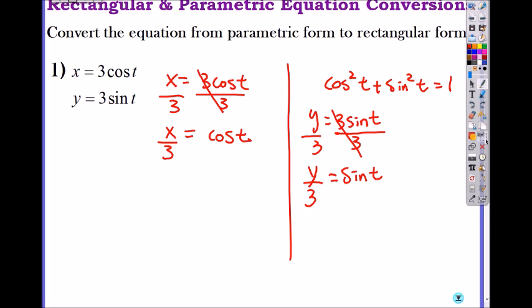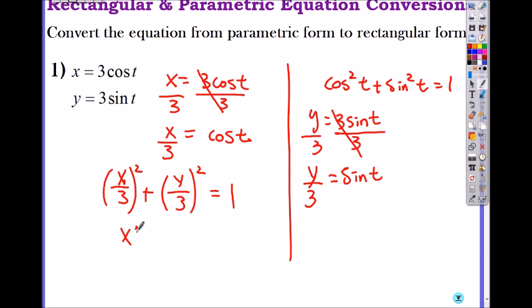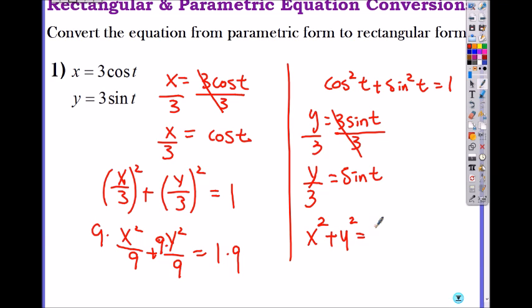So cosine squared t is (x over 3) squared plus (y over 3) squared equals 1. So when you simplify this or distribute your squares, you get x squared over 9 plus y squared over 9 equals 1. And since you have the same denominators, you can multiply by 9 to all 3 terms to get x squared plus y squared equals 9, which is the equation of the circle.